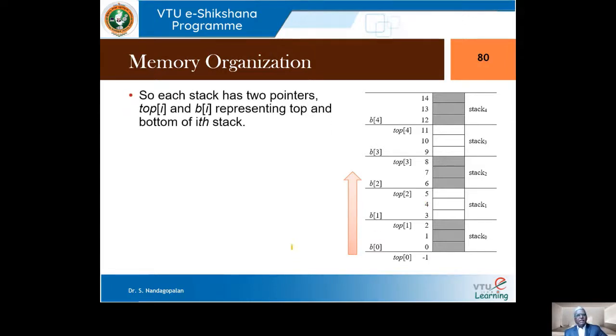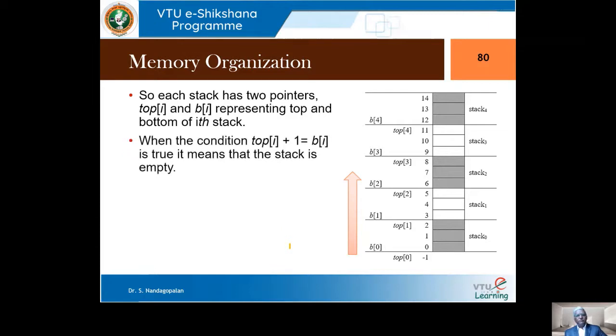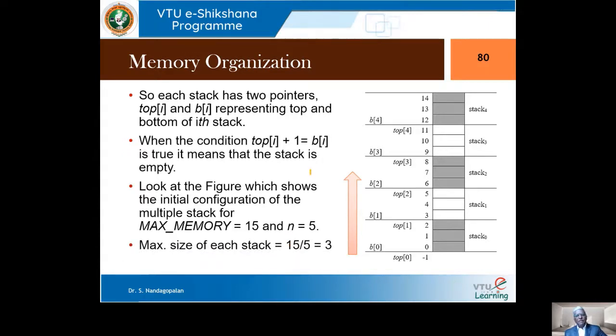So whatever is explained is given here. Overflow or empty positions can all easily be shown. When the condition is top of 0 plus 1 equals bottom, that is, -1 plus 1, sorry, -1 plus 1 is 0. So both top of 0 and bottom of 0 have the same value, which means that it is empty. Similarly, for this one, top of 1 plus 1 is 3, which is the value for bottom of 1.